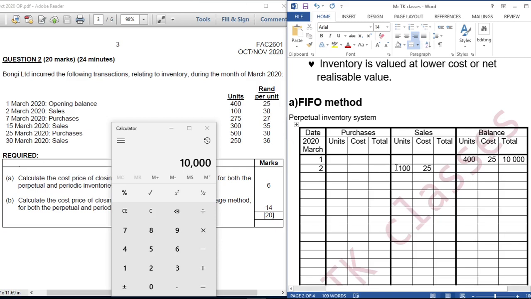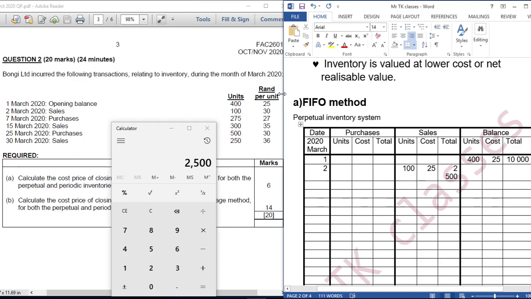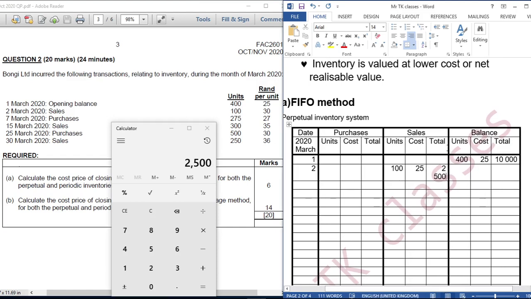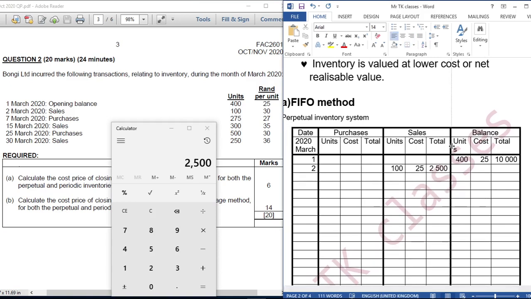So we want to use the cost prices that we are given here. So we are going to say 100 multiplied by 25. Okay, what is the total? That one is straightforward, right? 100 multiplied by 25, 2,500. Okay, I just need to make this a little bit big so that our amounts will fit in nicely.